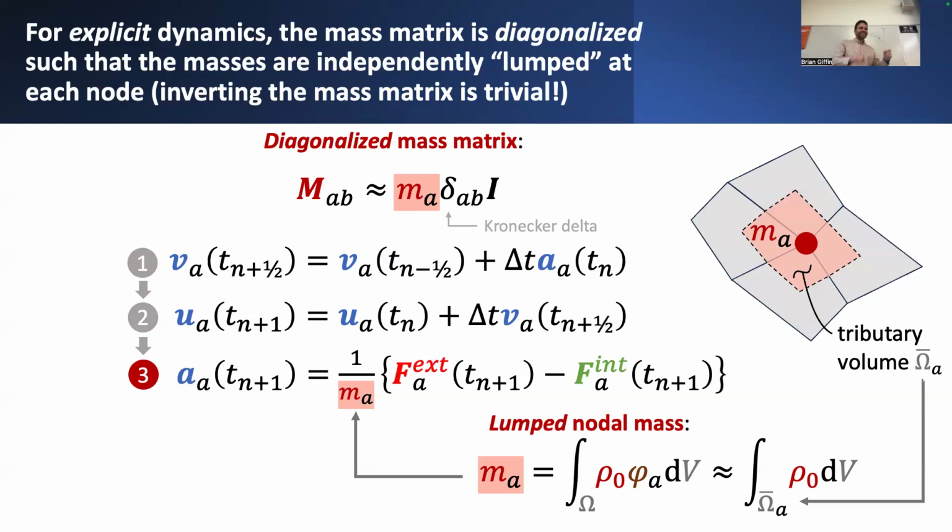It's like we're saying, take all the mass and hand it off individually to each one of the nodes, and assume that the masses don't have any interaction.